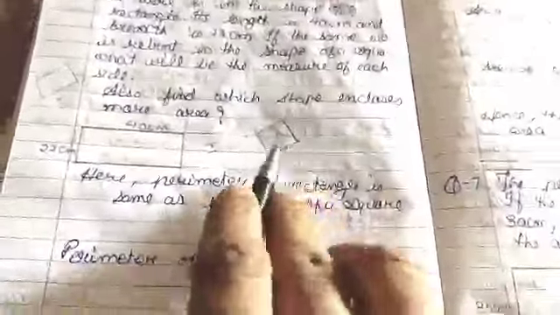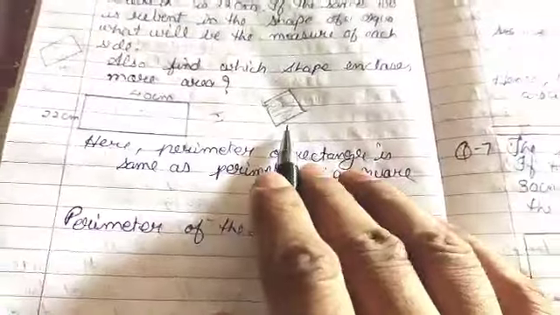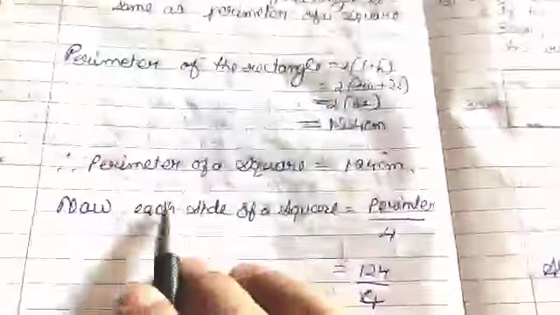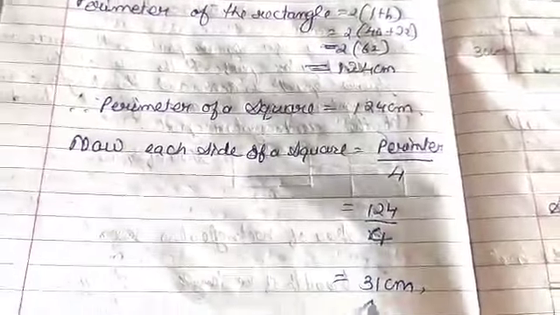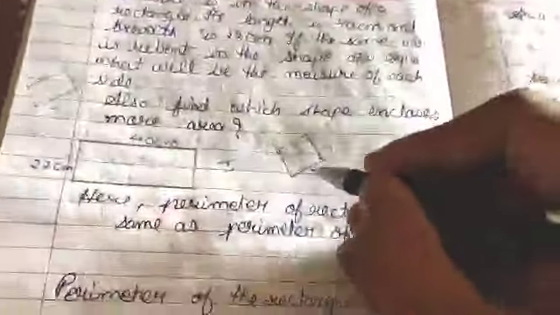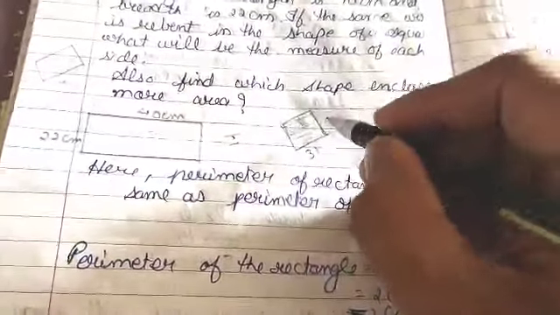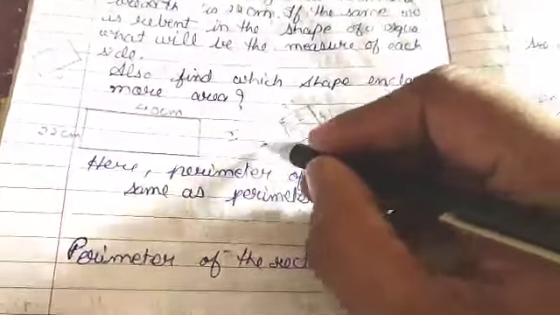So it's very simple to find out the length of each side of a square. You have to divide 124 by 4. So each side of a square is the perimeter divided by 4, 124 divided by 4, and you will get 31 centimeter. So we can say that the length of each side of the square is 31 centimeter.